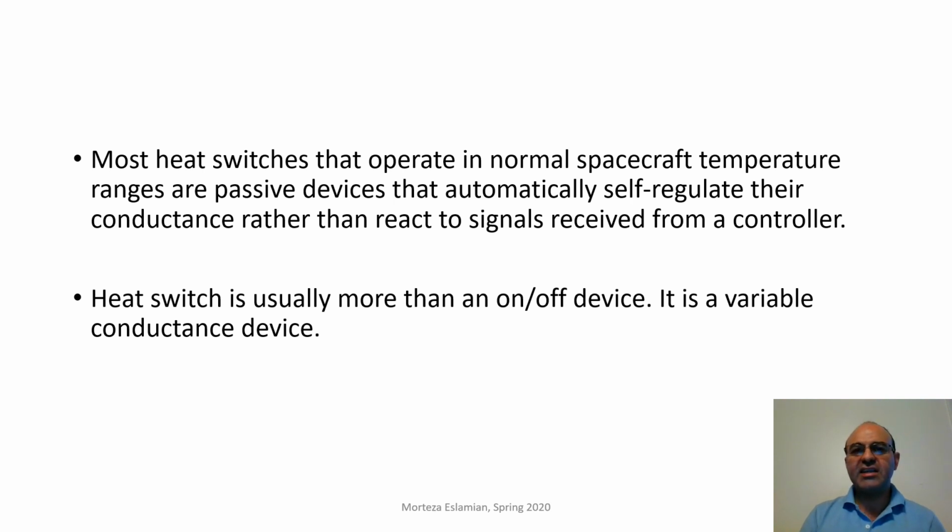In other words, in the case of a thermostat, it's either on, you have electricity passing through the circuit, or it's off. But in the case of a heat switch, even if it's off, there might still be some heat transfer, but at a lower rate. Or some heat switches can have variable conductance depending on the set temperature and the temperature of the cold and hot blocks.